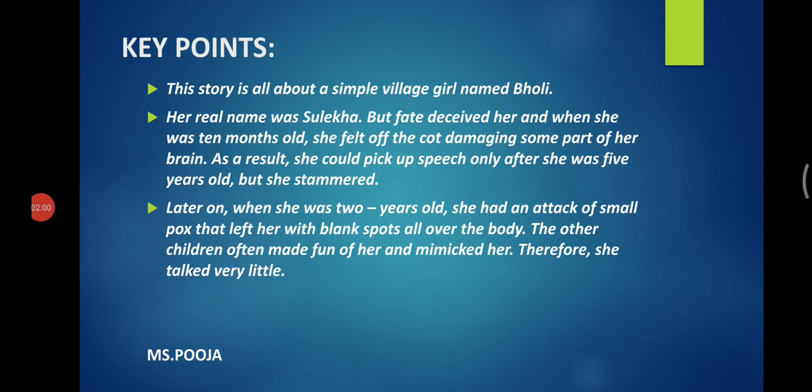The key points. The story is all about a simple village girl named Bholi. Her real name was Sulekha, but fate deceived her, and when she was just 10 months old, she fell off the cot, damaging some part of her brain. As a result, she could pick up speech only after she was 5 years old, but she stammered. Later on, when she was 2 years old, she had an attack of smallpox that left her with marks all over the body. The other children often made fun of her and mimicked her. Therefore, she talked very little.